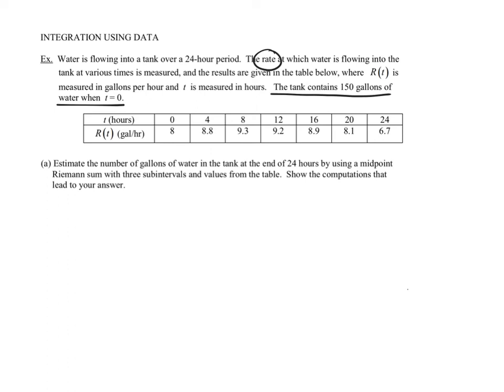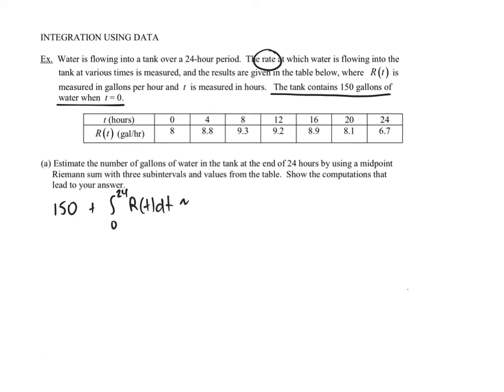So to estimate the number of gallons of water in the tank at the end of 24 hours, I'm going to use the idea that in order to get an amount, if I'm given a rate, I need to integrate. And so the number of gallons of water in the tank is going to be represented by, first of all, the initial value of the amount of water in the tank, and so that would be 150, plus the integral from 0 until 24 of this rate at which the water is flowing in, r of t dt.